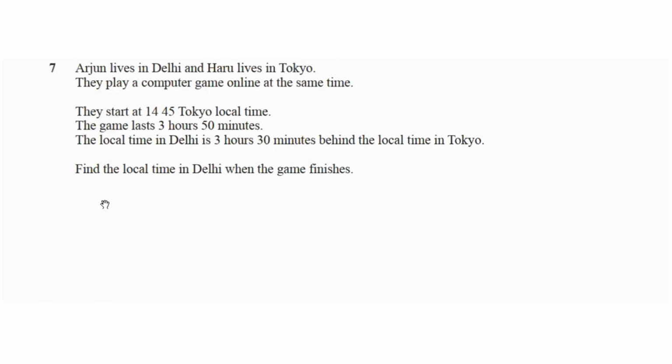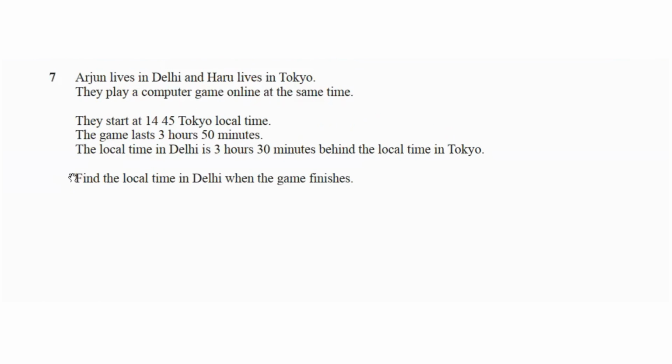Question 7 says, Arjun lives in Delhi and Haru lives in Tokyo. They play a computer game online at the same time. They start at 14:45 Tokyo local time. The game lasts 3 hours and 50 minutes. The local time in Delhi is 3 hours 30 minutes behind the local time in Tokyo. Find the local time in Delhi when the game finishes.